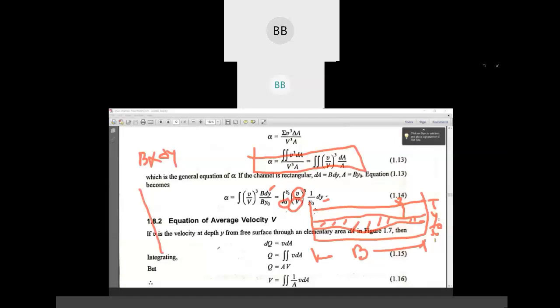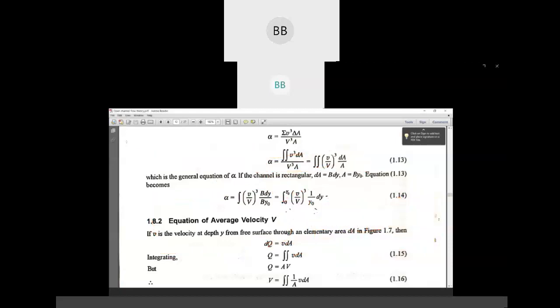Whatever elementary area we are going to consider, we consider it between 0 and y naught. We cannot take elementary sections beyond this y naught, because this is our maximum limit, as this is our depth of flow. So that's why you can see the limit here is from 0 to y naught.